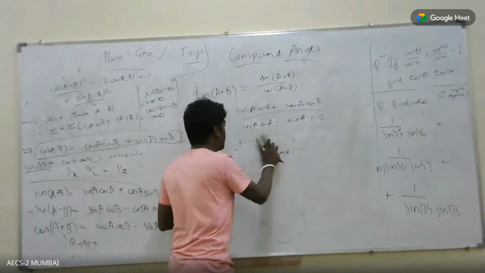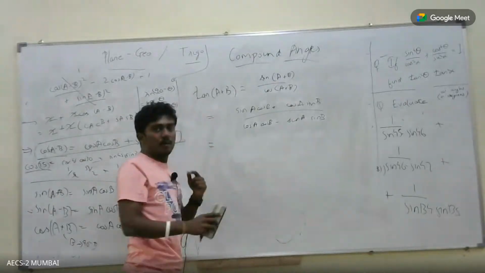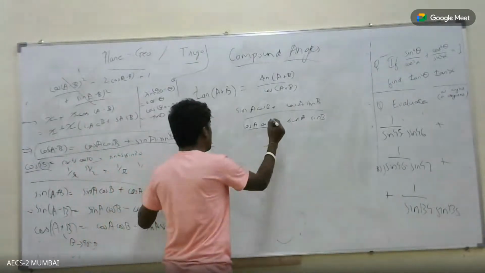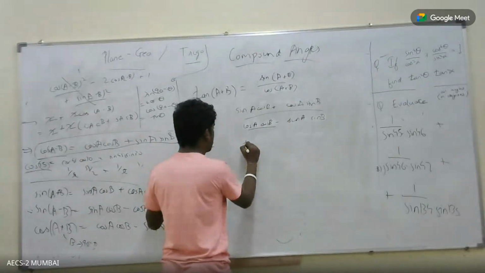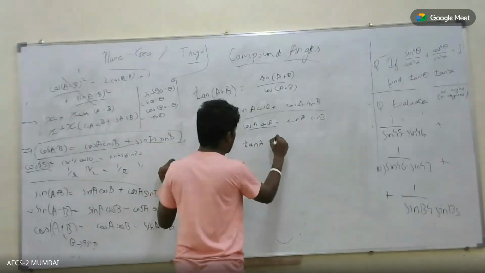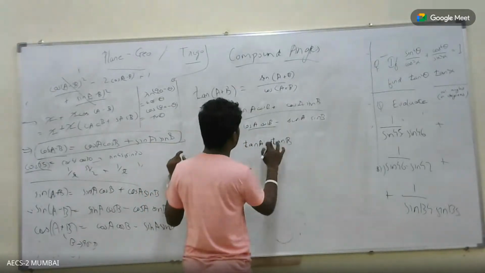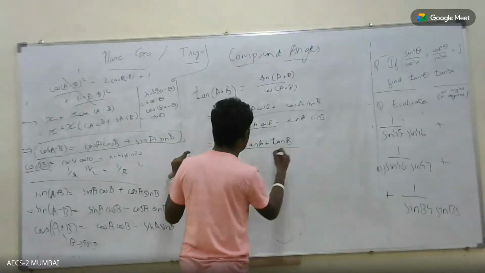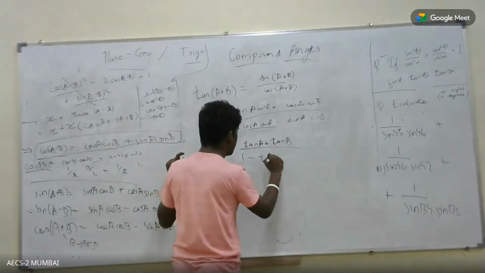So what we can do is instead divide by cos a cos b, and what will that give us? That will give us tan a plus tan b divided by 1 minus tan a tan b.